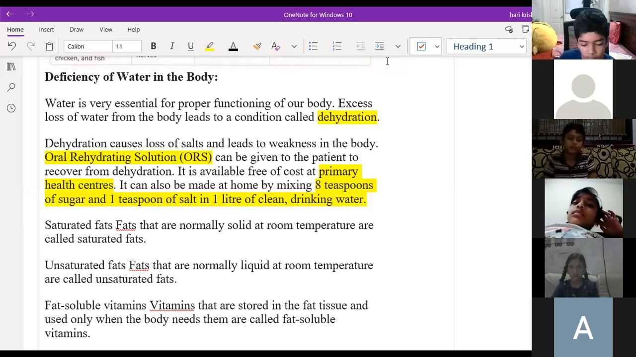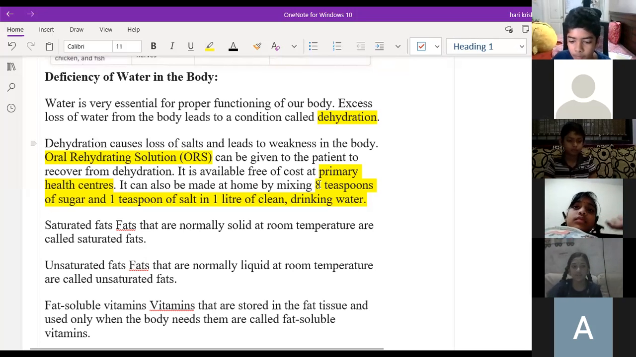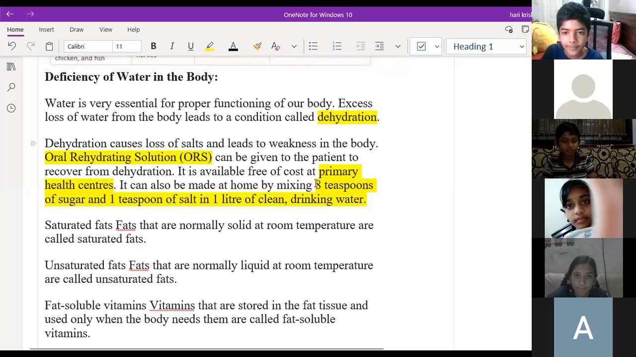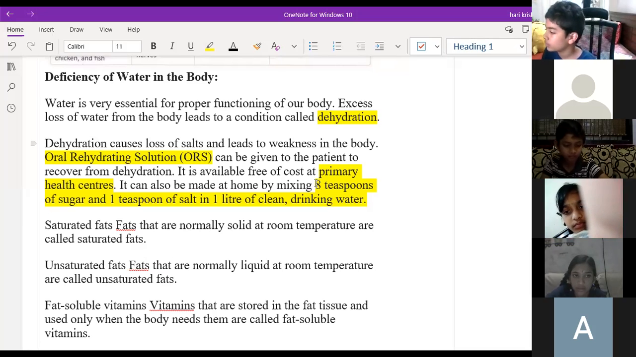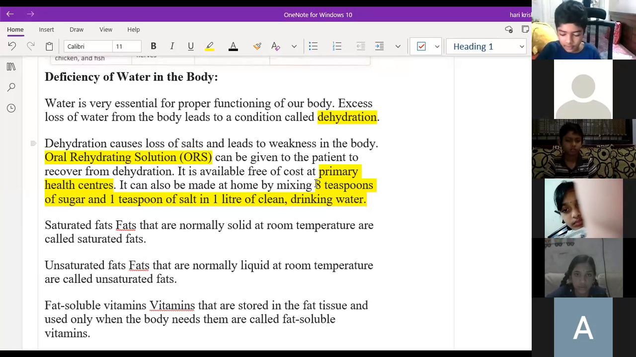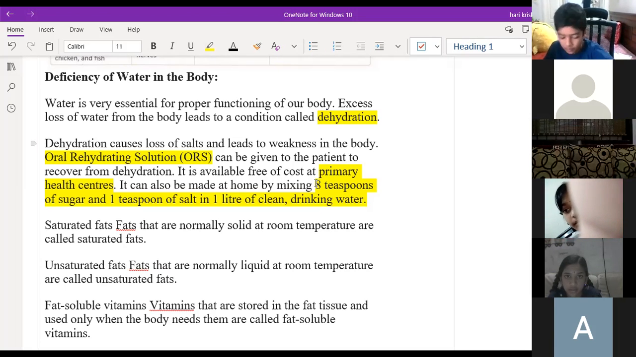So how can we prepare ORS at home? Sir, six tablespoons of sugar and one tablespoon of salt in one liter of clean drinking water. So just take one liter of water and add six teaspoons of sugar and one teaspoon of salt. So there is a simple ORS which you can prepare in your home itself.